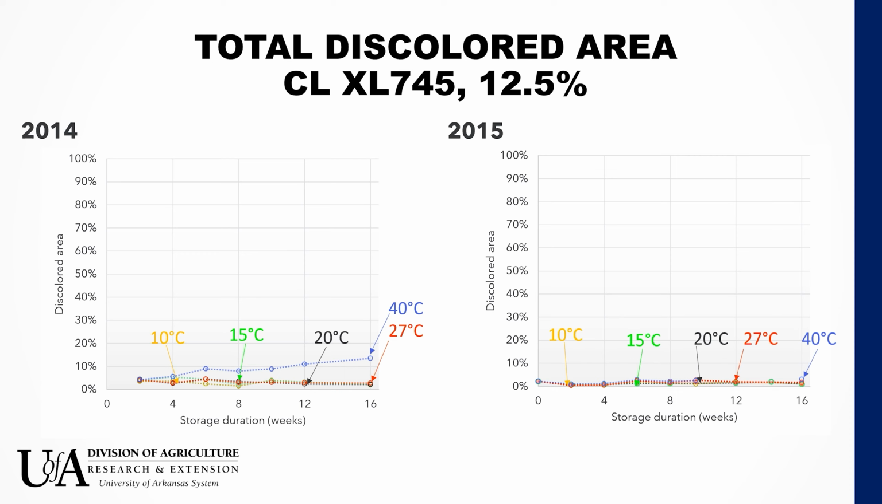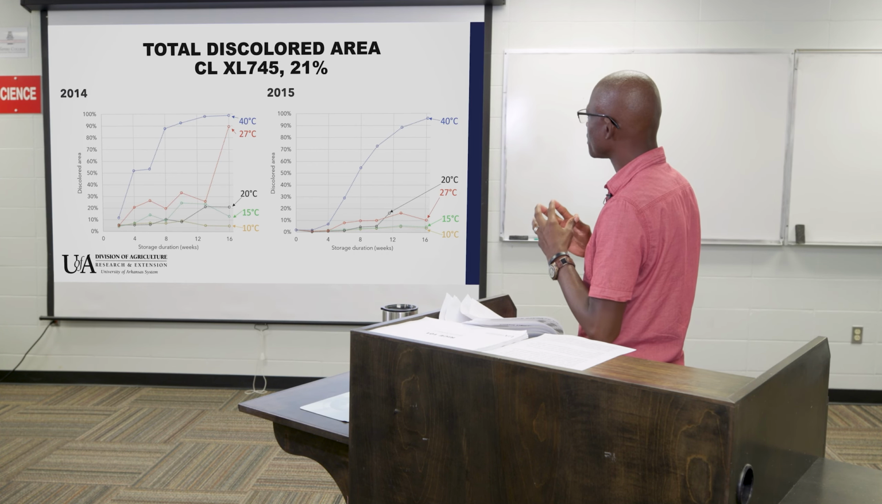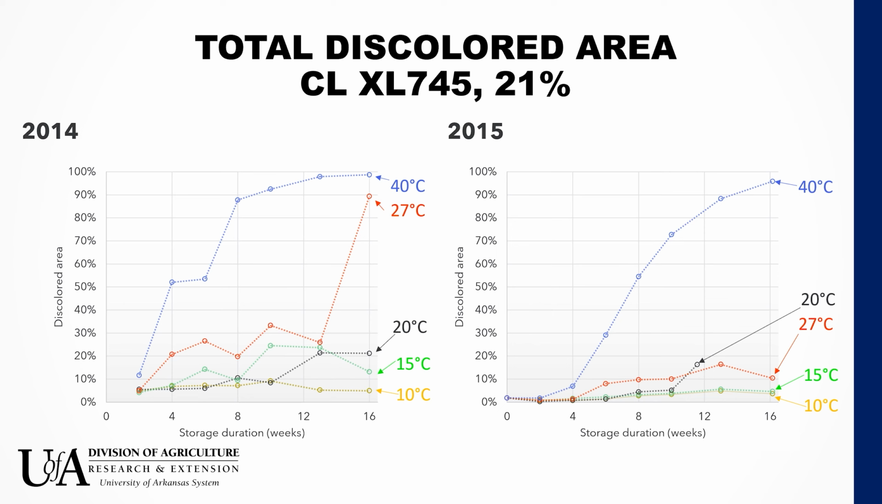Now, in the next slide, I'm showing the same rice, but now at different moisture content. This is at 21% moisture content, same cultivar, 2 seasons. You can clearly see that when the moisture content increases, you start seeing discolorations even at lower storage temperatures.